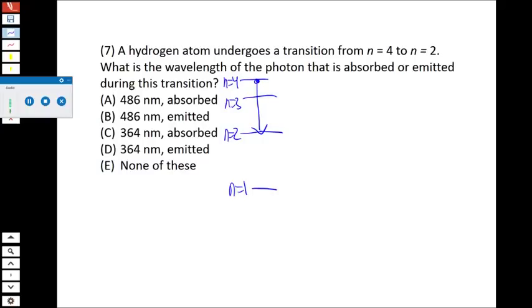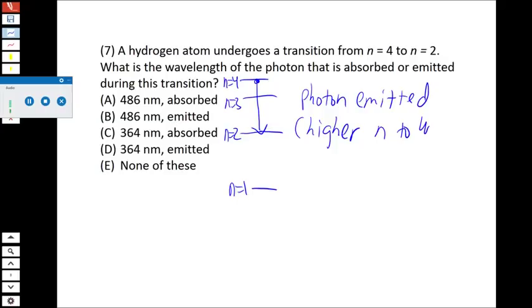As you can see on this diagram, we're going from a higher energy to a lower energy state, so the electron is losing energy. It loses that energy in the form of a photon and emits that photon. Whenever we have a transition from a higher value of n to a lower value of n, that results in a photon being emitted. If we go in the opposite direction, from lower n to higher n, we absorb a photon.